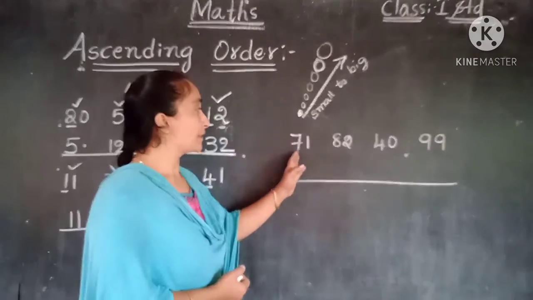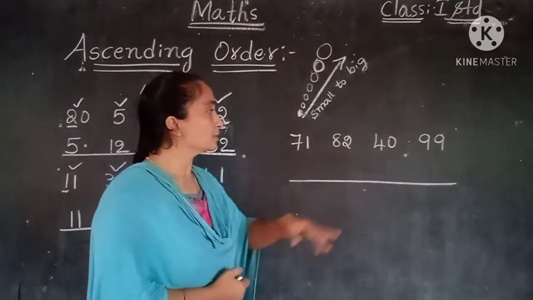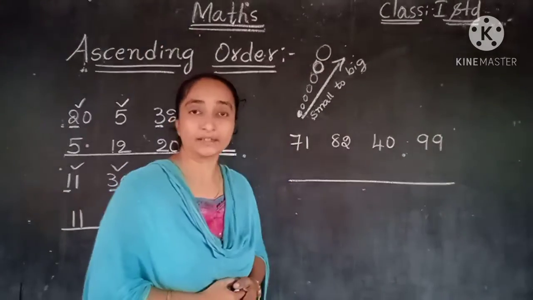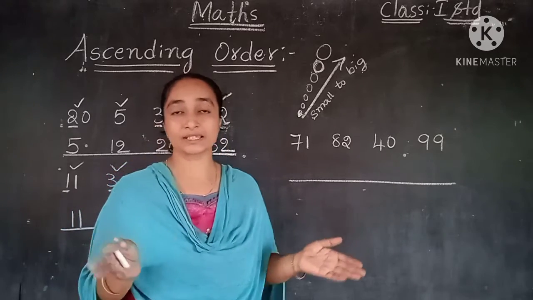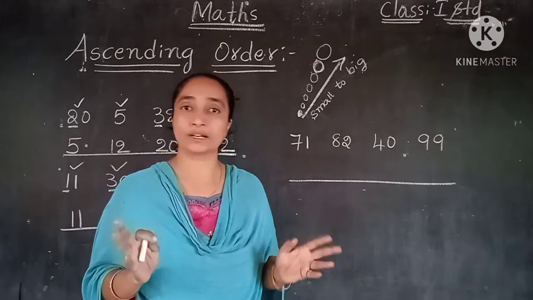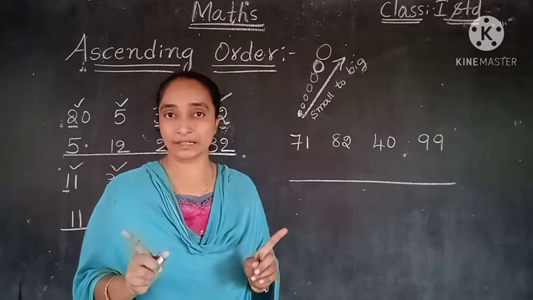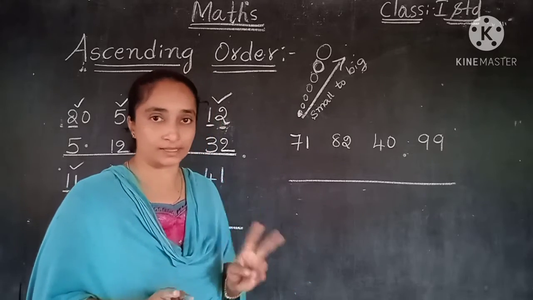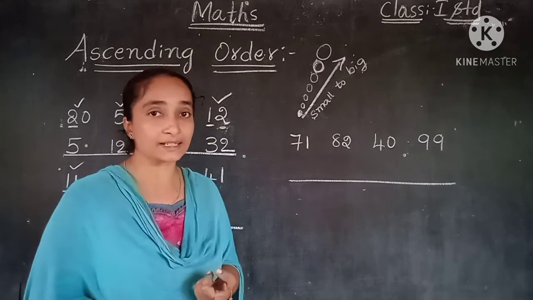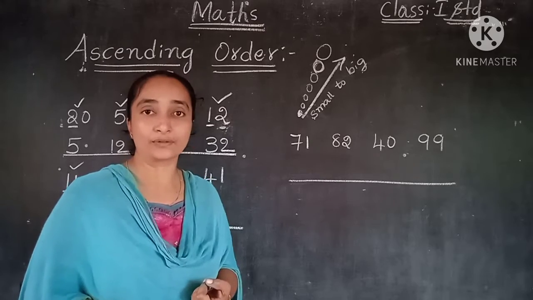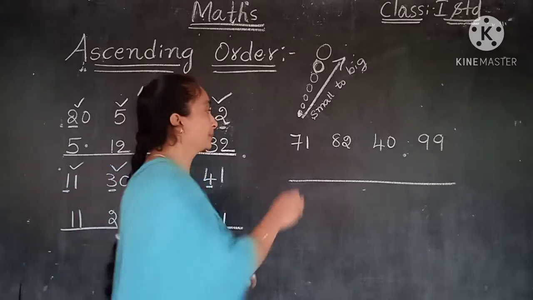Now 71, 82, 40, 99. Here we can see all are two-digit numbers. No one-digit number is there. So now what is the second step? Yes, we have to check the tens place.